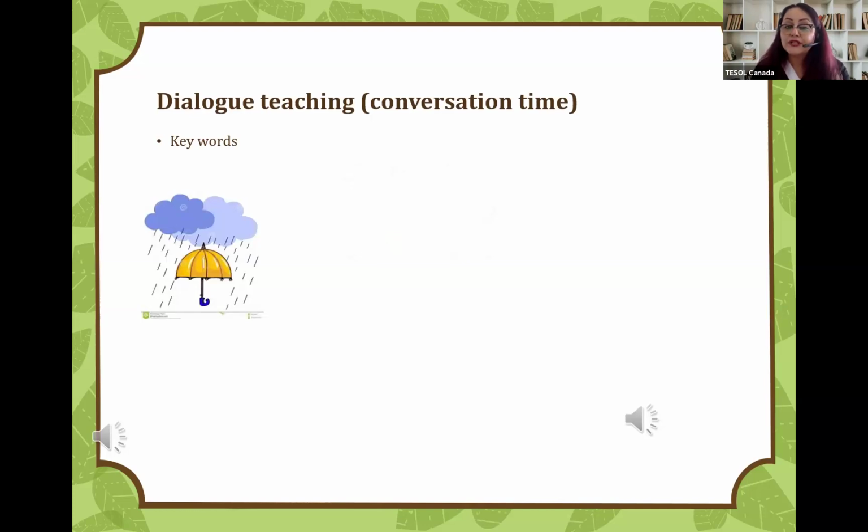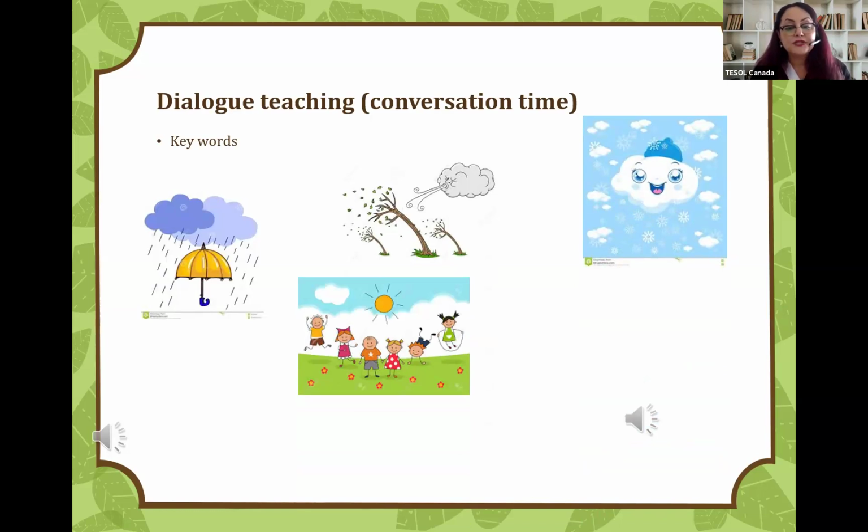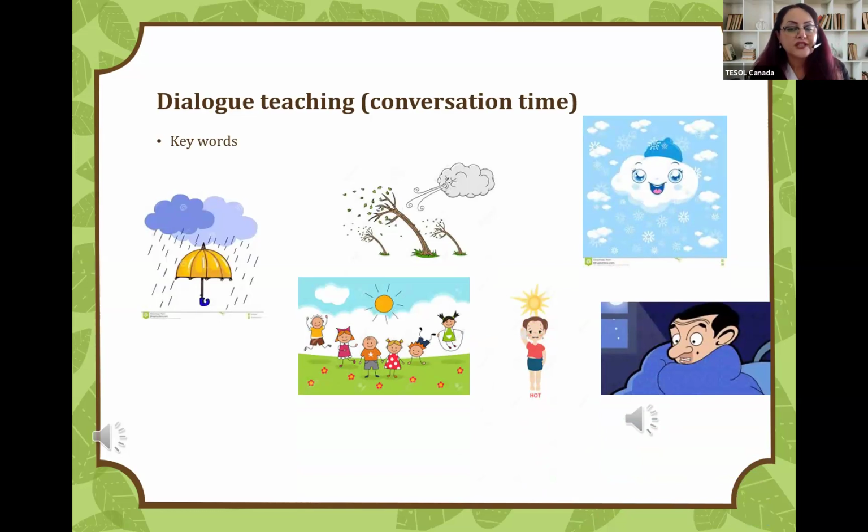What about this one? Jimmy, you tell me. It's raining. What about this one? Mary, it's windy. What about that? Okay, Russ, it's snowing. What about this one, Selena? It's sunny. It's hot. That is concept checking too. He's cold. And that's wet.